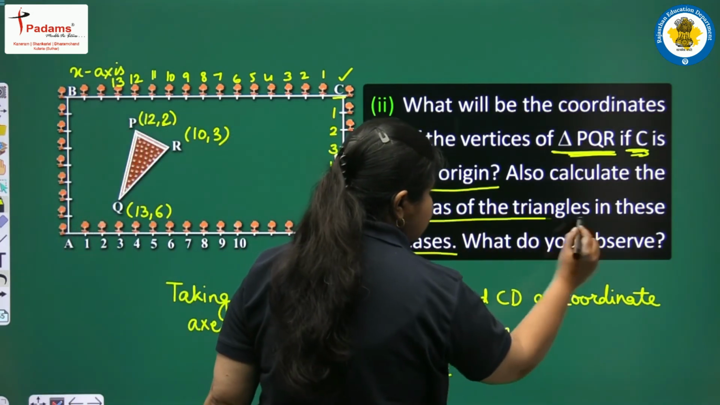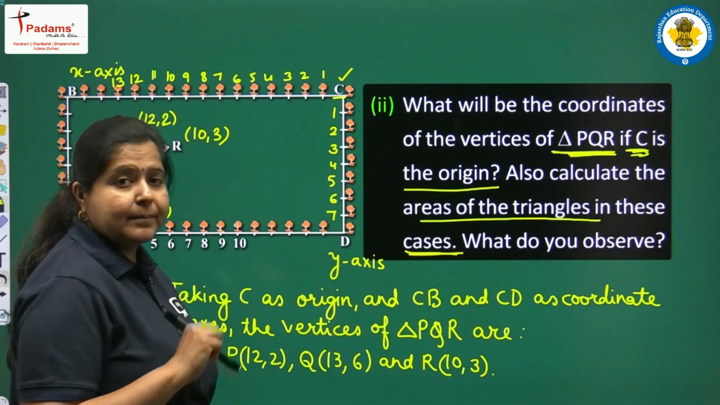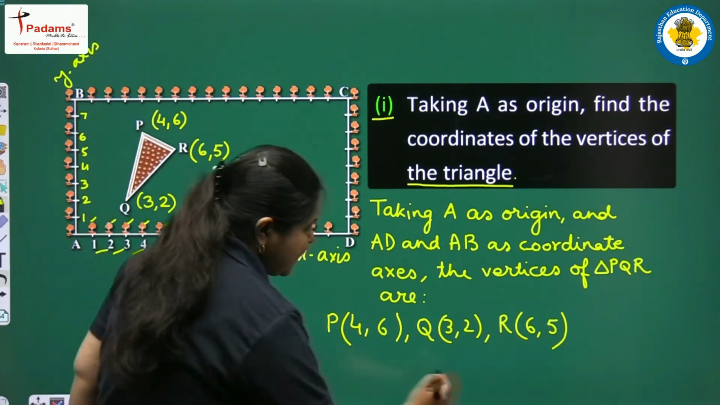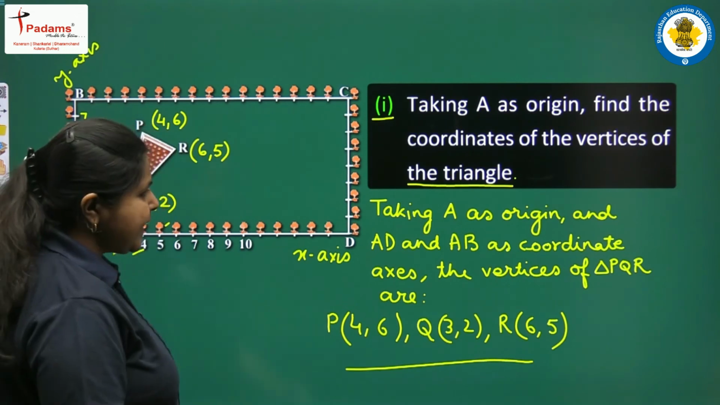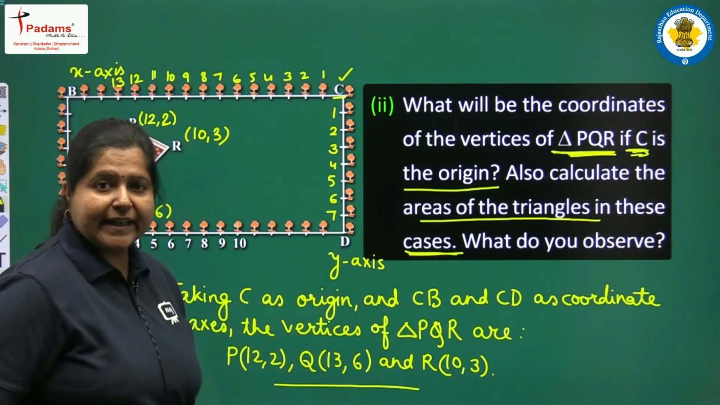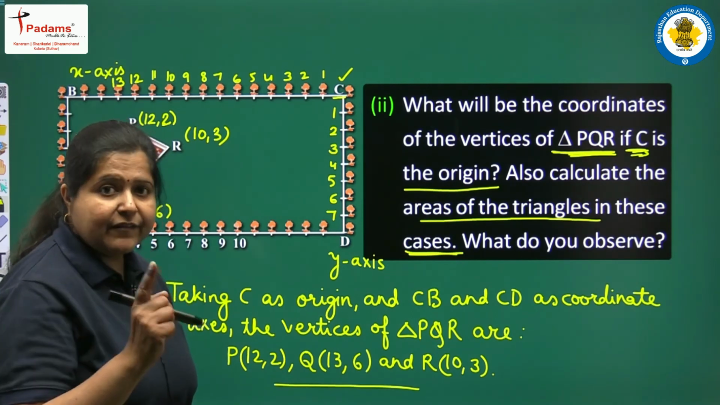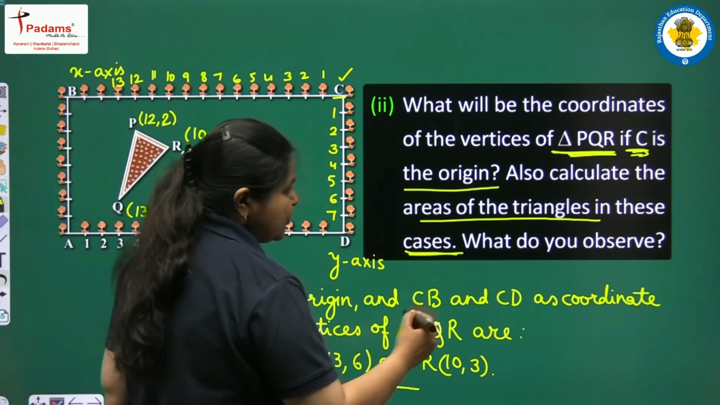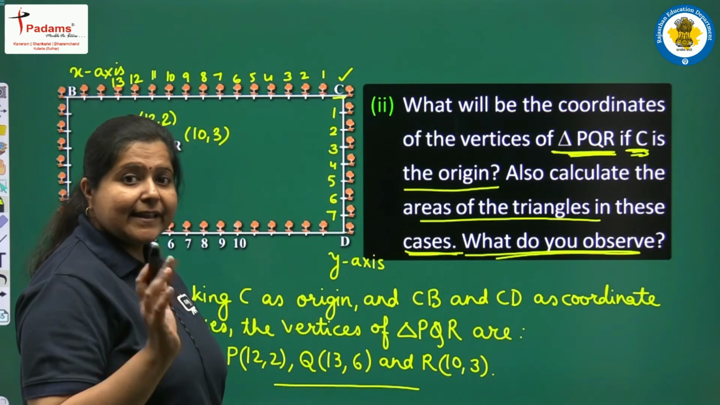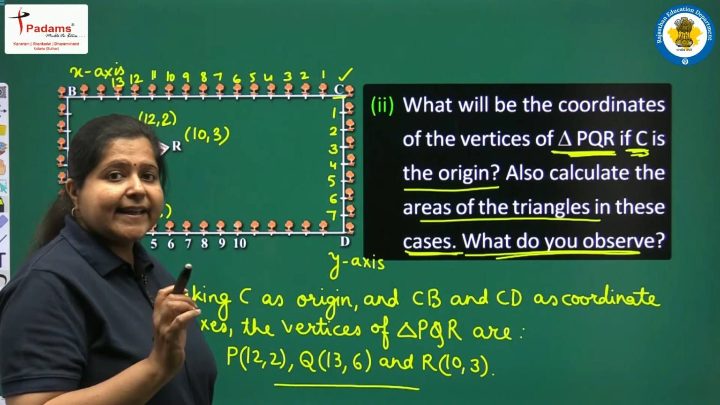Calculate the areas of the triangles in these cases. So here we have taken two cases. In the first case, when we took point A as origin, we got this set of coordinates, and in the second case, when we took point C as origin, we got these coordinates. Now in both cases we have to find out the area, and then we have to give what observation we are getting. Okay, so here we take the case where point A is taken as origin.